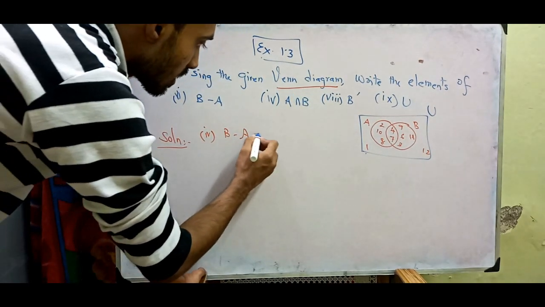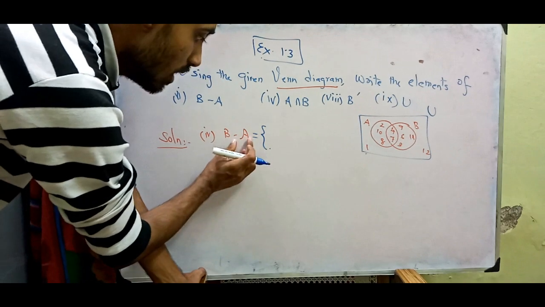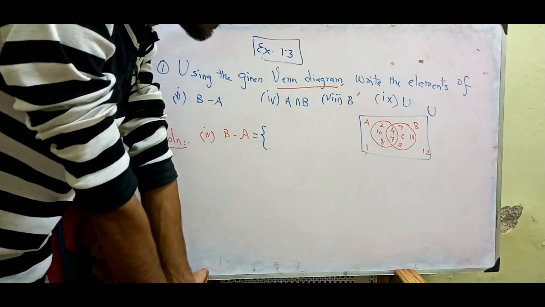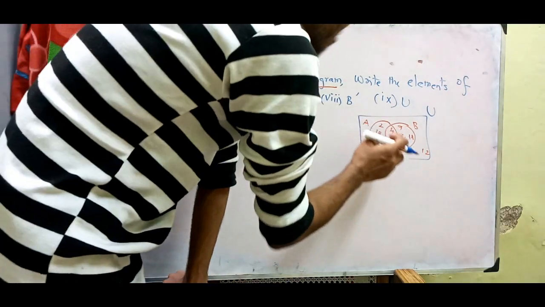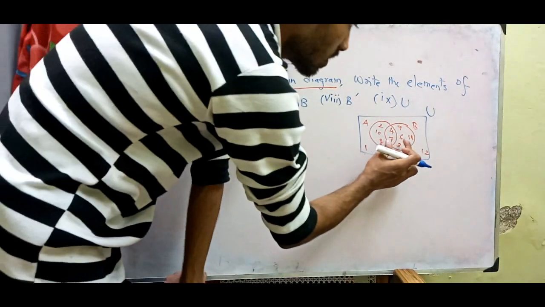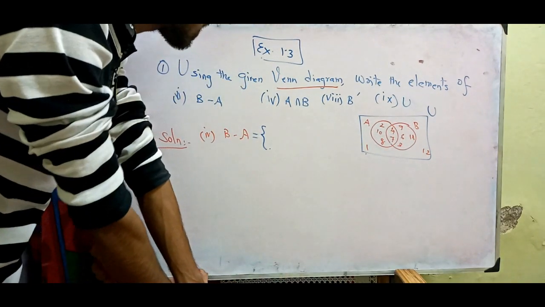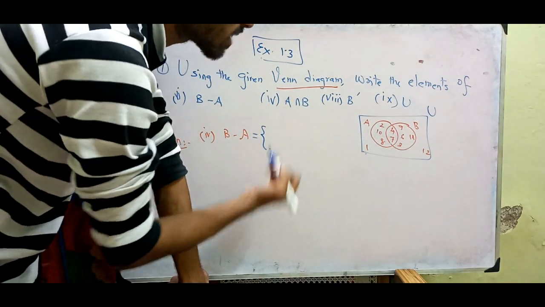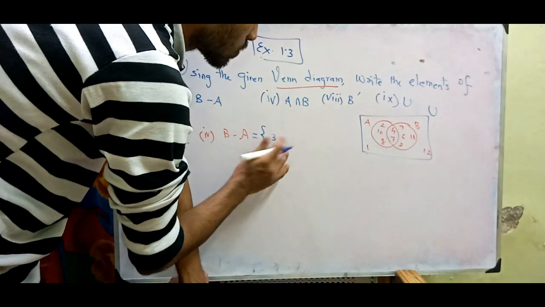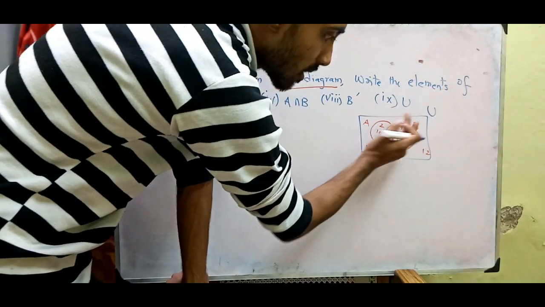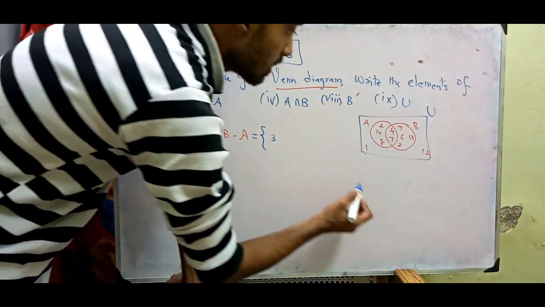See, B minus A is nothing but, remove the A term, and only the B term will be your B minus A. So no number, you just remove the A part completely, and whichever remaining part is in B, that is the required B part, or B minus A. So what is the B part only? See, remove all the A part completely. Okay, only the B part.